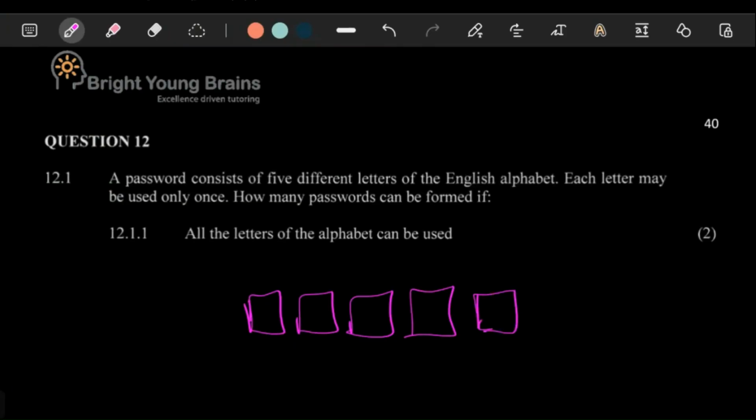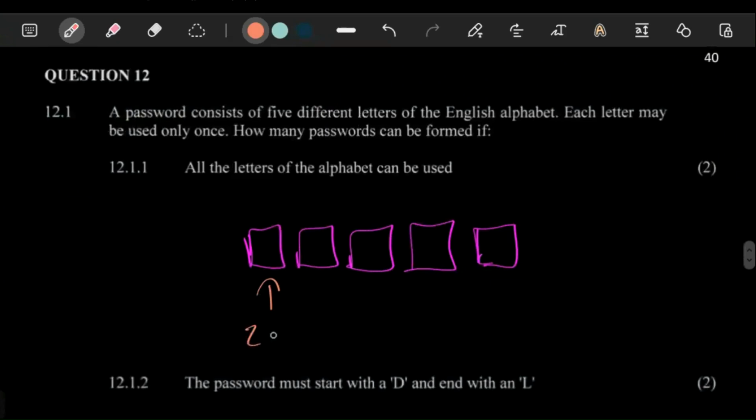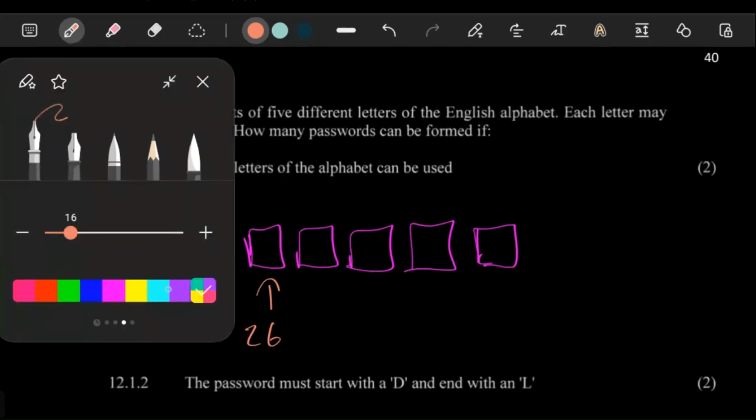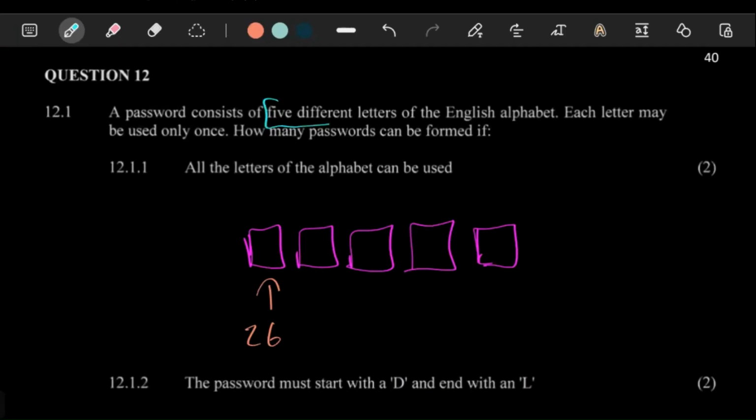So here they said, how many passwords can be formed? If you're talking about letters here, there's a total of 26. Well, the thing is, can these letters be repeated or not? Let's see, a password consists of 5 different letters of the English alphabet. Oh, they say different, so the keyword here is different. Each letter may be used only once. Oh yeah, keyword only once also. How many passwords can be formed?